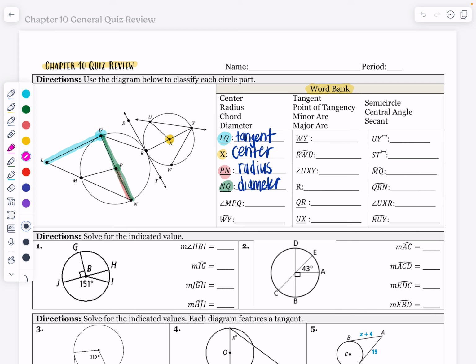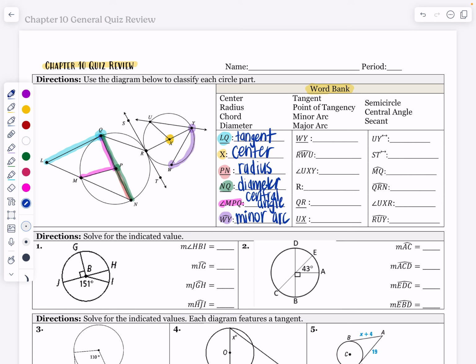Okay, now I want y'all to notice something. As soon as we get to this next part, it says angle MPQ. So starting at M, going to P as the vertex, and then Q, that is going to create a central angle. That is an angle that comes out of the center. So we're going to call that a central angle. Okay, and then the next format that changes is they change this to an arc symbol. So I'm going to be looking for an arc of the circle, going from W to Y. W to Y is going to be classified as a minor arc because it is less than 180 degrees. So that is a minor arc.